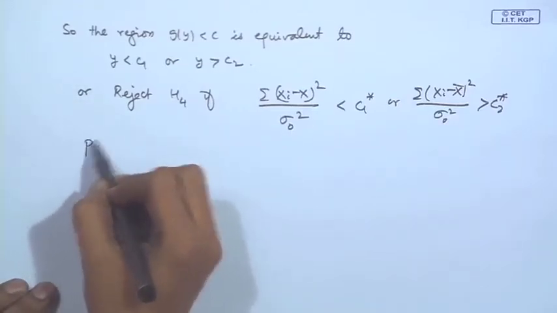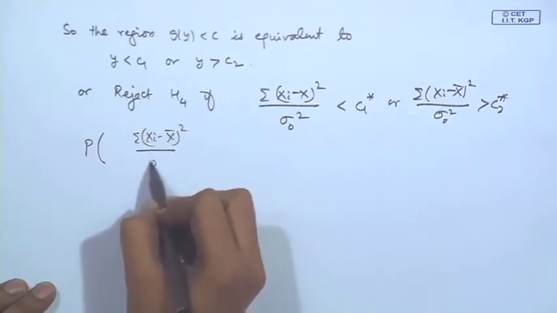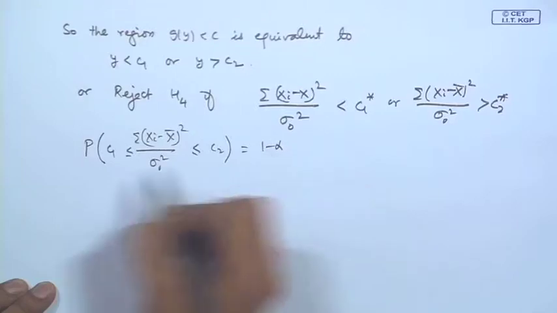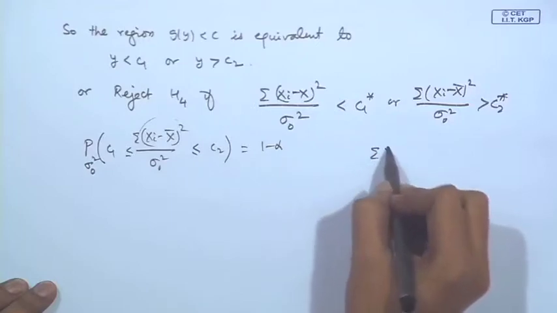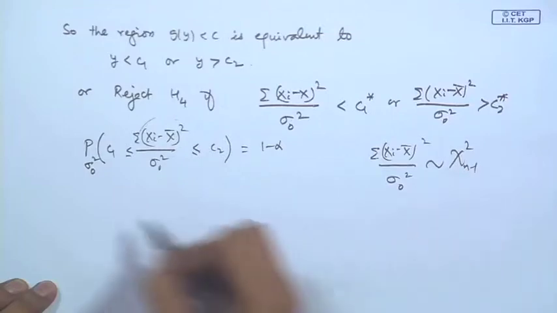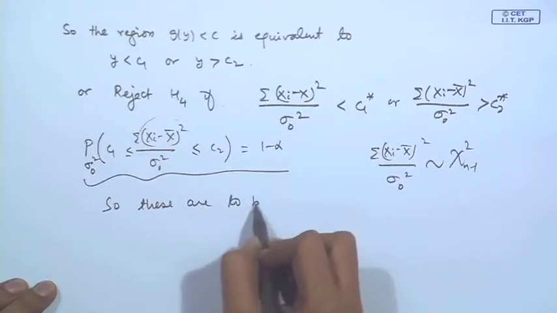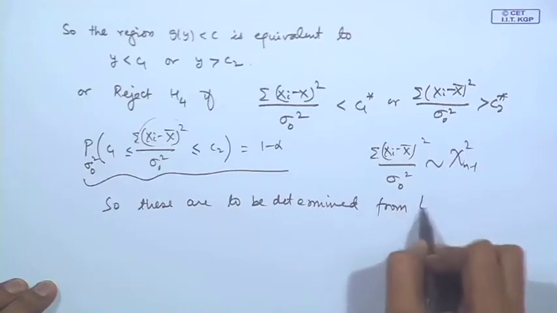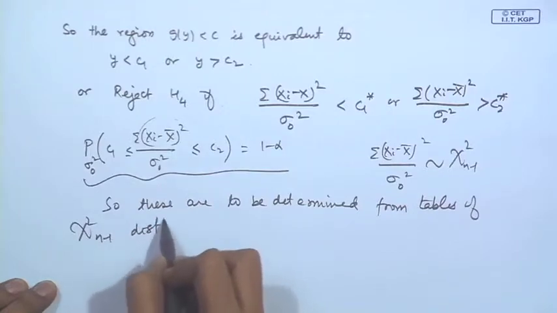And probability of sigma (x_i minus x bar) whole square by sigma naught square between C1 and C2 should be equal to 1 minus alpha when sigma naught square is the true value. Now, sigma (x_i minus x bar) whole square by sigma naught square follows chi-square distribution on n minus 1 degrees of freedom. So, these are to be determined from tables of chi-square n minus 1 distribution.